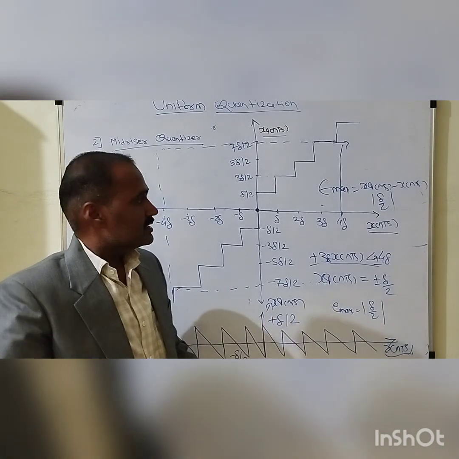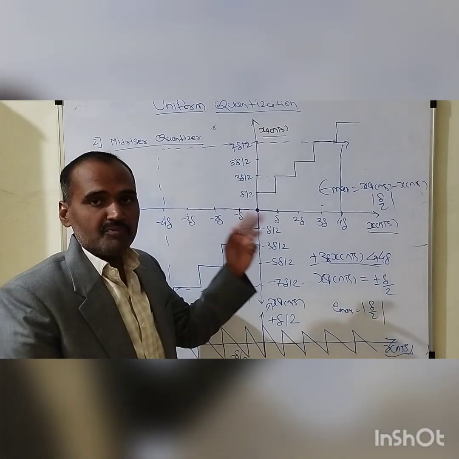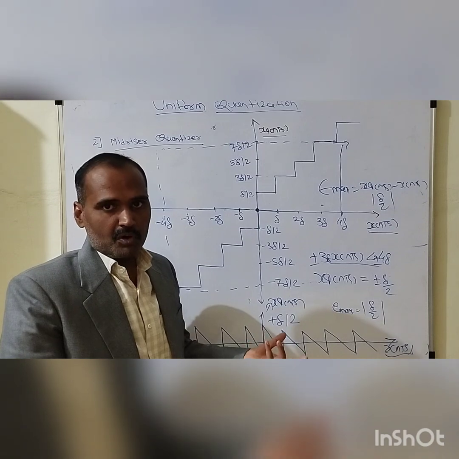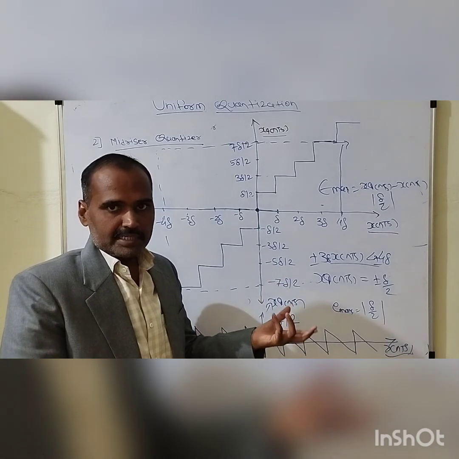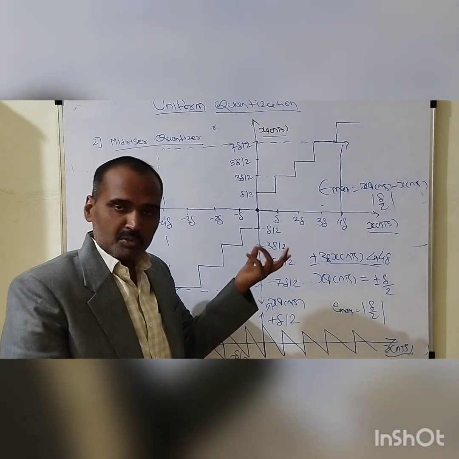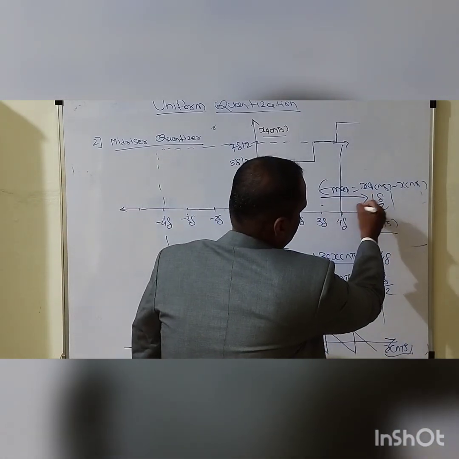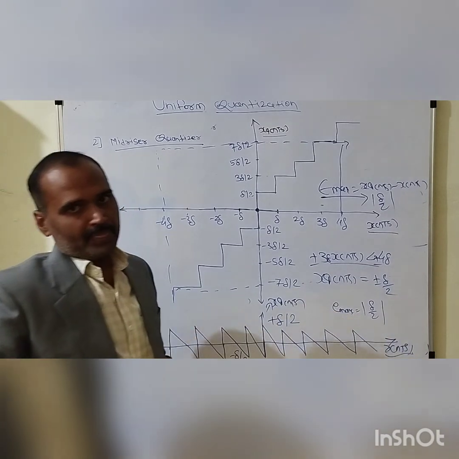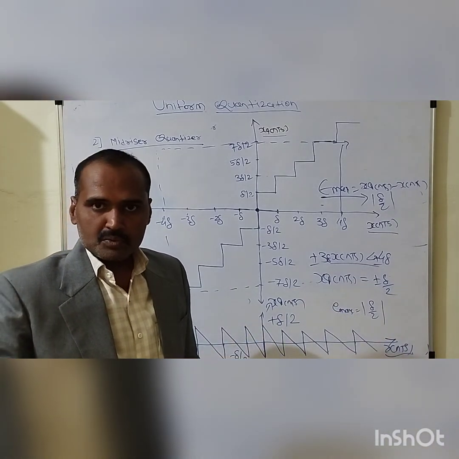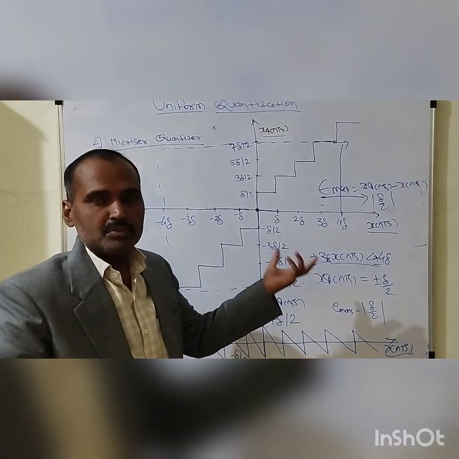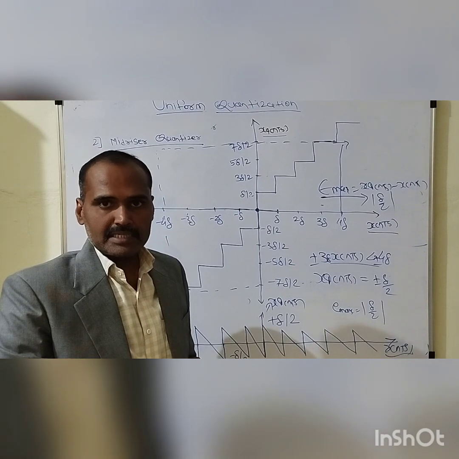So this is all about the uniform quantization technique, which involves the mid-tread type of quantizer and the mid-riser type of quantizer. In both quantization processes, the maximum value of the quantization error is how much? It is mod delta by 2. So I just hope that you have understood all the things we discussed in today's lecture.